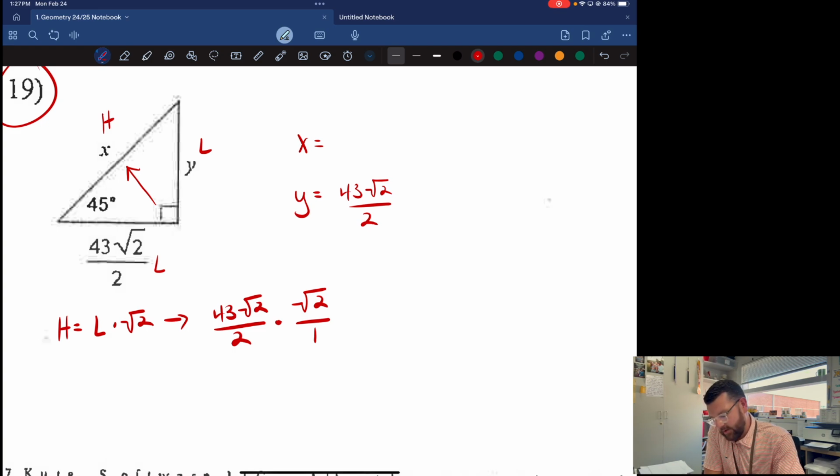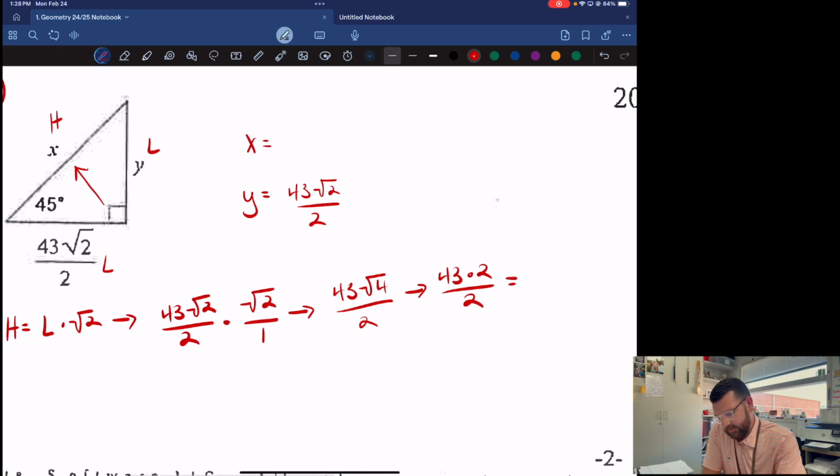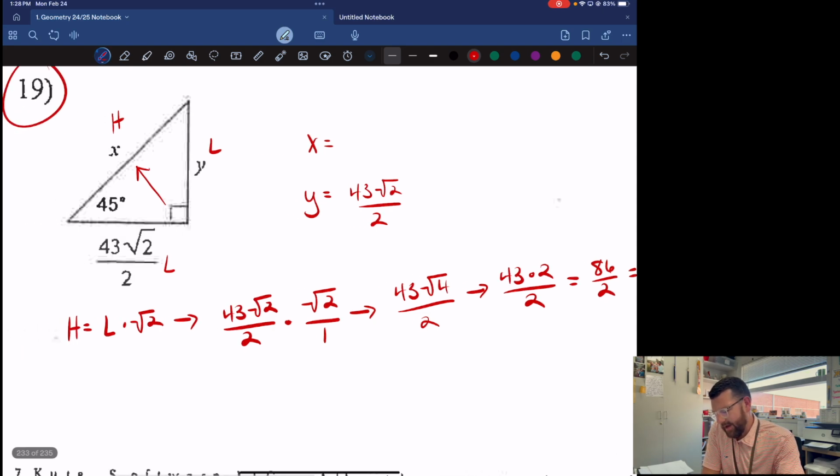Now I can multiply across. This is going to give me 43 root of 4 over 2. The root of 4 is actually what? So 43 times 2 over 2. 43 times 2 is 86 over 2 now. 86 divided by 2 is 43. So our hypotenuse is how much?